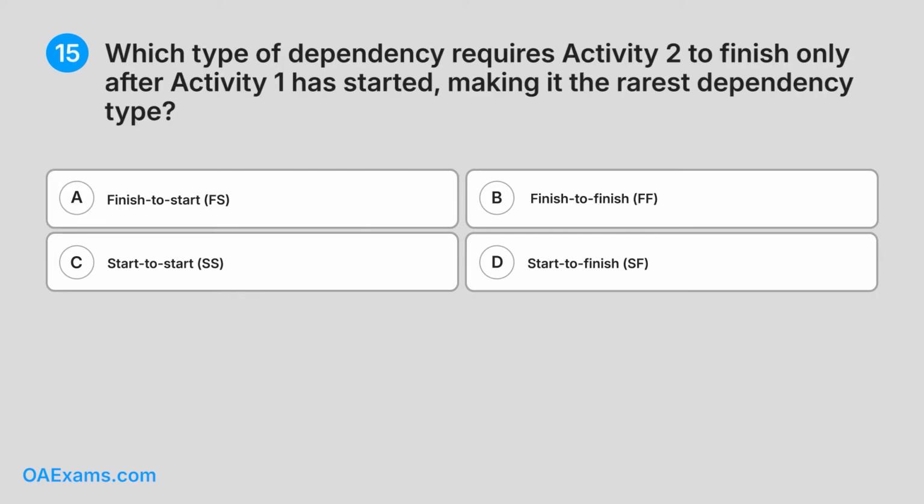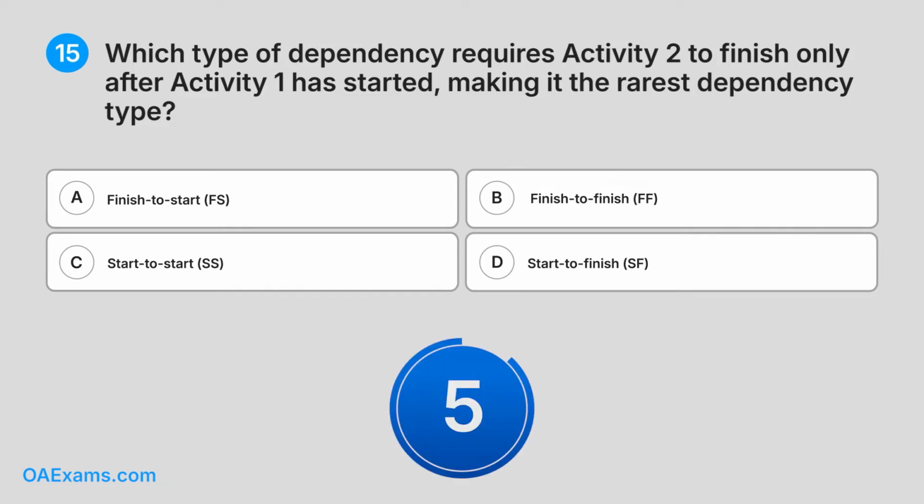15. Which type of dependency requires Activity 2 to finish only after Activity 1 has started, making it the rarest dependency type? A. Finish to start. B. Finish to finish. C. Start to start. D. Start to finish. Can you guess the answer?